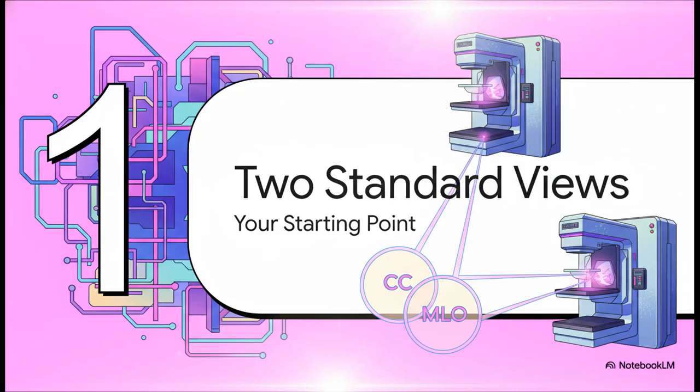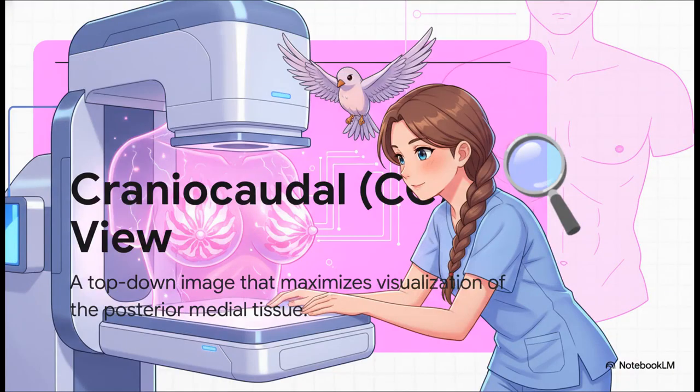Okay, so every single screening mammogram starts with two foundational images. These are the absolute building blocks that every diagnosis is built on. So let's get to know them. First up, you've got the craniocaudal view, but pretty much everyone just calls it the CC view. You can think of it as a bird's eye view, looking straight down. The machine takes the picture from top to bottom, which gives a great look at the inner part of the breast. That's the tissue closest to the center of your chest.